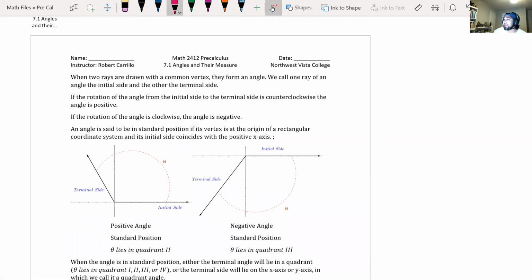If the rotation of the angle from the initial side to the terminal side is counterclockwise, then the angle is positive. If the rotation of the angle is clockwise, then the angle is negative.